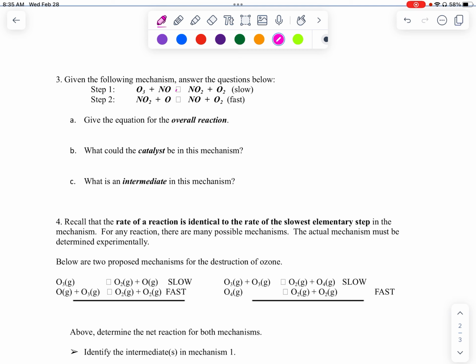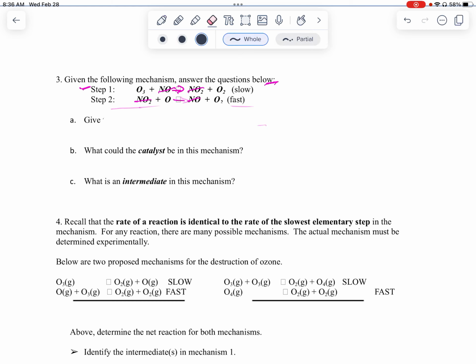So here's another mechanism. Again, those should be arrows. How do you get the overall equation? Well, guys, this is just algebra. If something is on this side and something is on this side, they're going to cross off. So do you see how that crosses off? And that's going to cross off. All right, so what do we have left? O3 plus O makes 2O2. At least I think I did that right. I hope so. All right, now I'm going to erase that just so we have some room here.